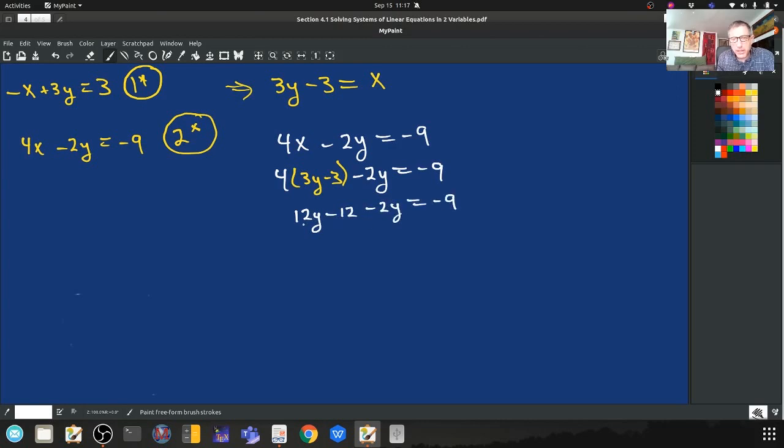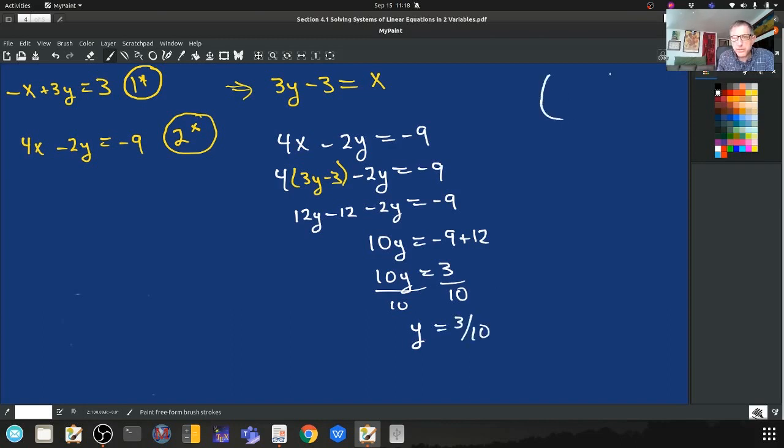So we want to collect like terms. 12y minus 2y is 10y. And now I'm going to move the minus 12 to the other side, and it becomes plus. So 10y is equal to 12 minus 9, which is equal to 3. So I'm going to divide both sides by 10. So I get y is equal to 3/10.